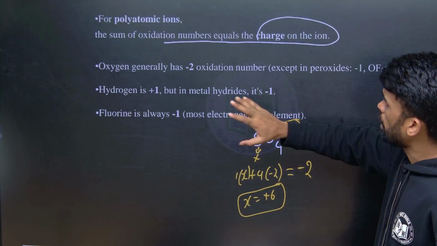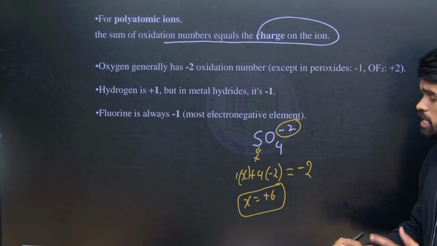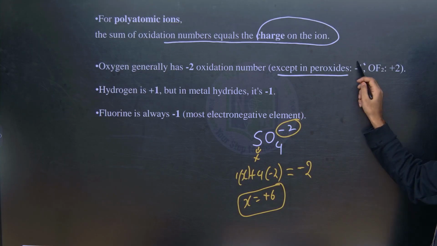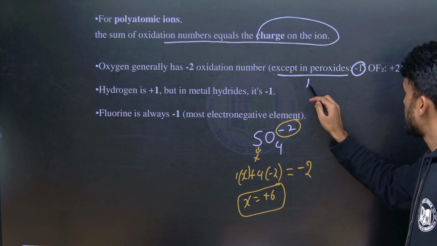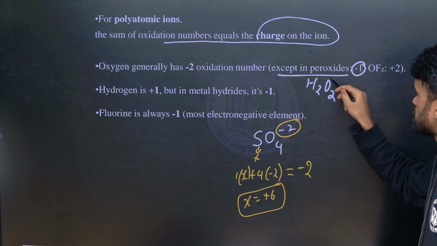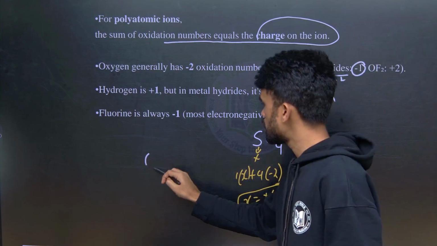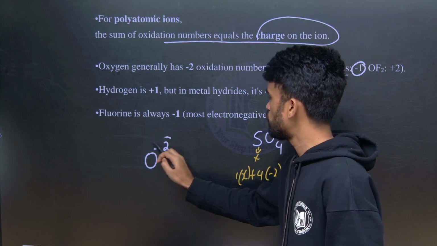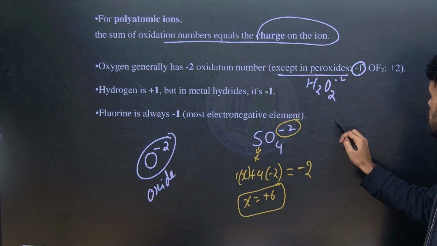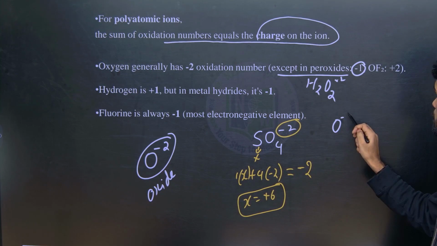Next, I told you already, generally oxygen has -2 oxidation state except in peroxides. So except in peroxides, it will have -2 charge. An example is H2O2, hydrogen peroxide. In this, the oxidation state of oxygen will be -1. Whenever oxygen has -2 charge, we say this is an oxide. See, 2 atoms with -2 total, for one atom it will be -1, right?